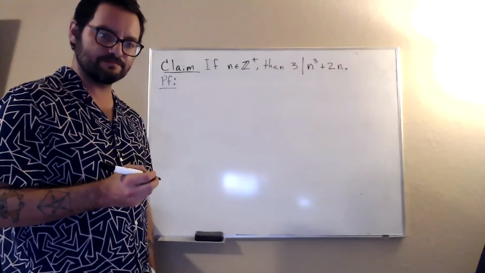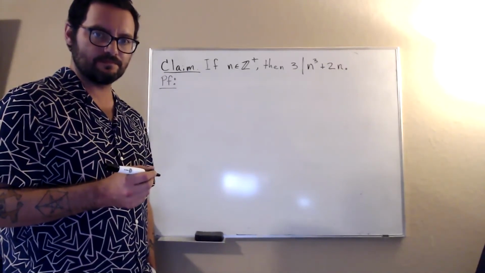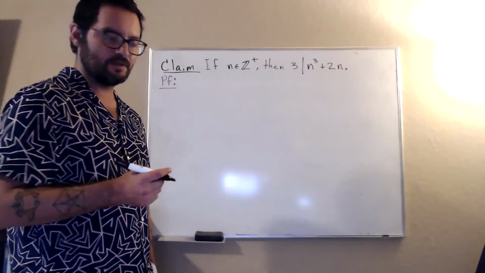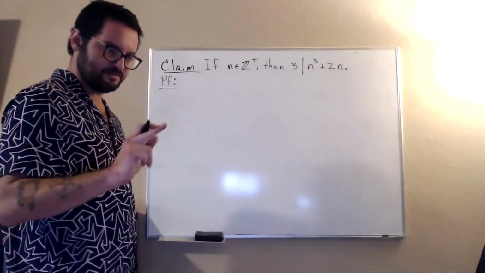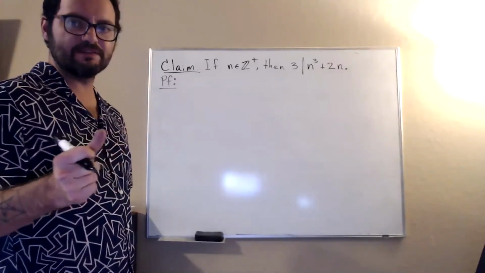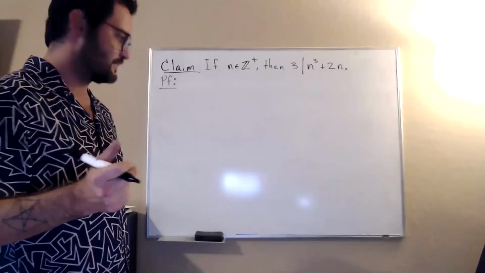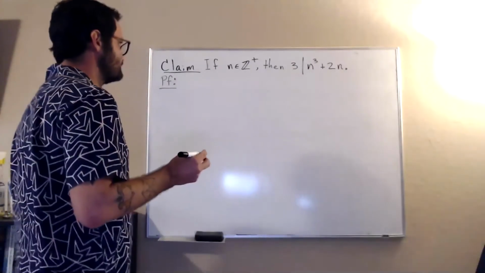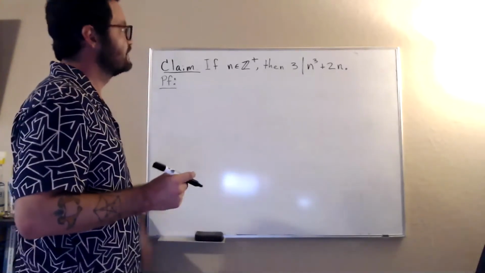Would it be that 3 divides k cubed plus 2k? It shows on the last scene. So there's 2 steps. There's your base case and your inductive step, right? So I'm going to write this out a little bit more formally.